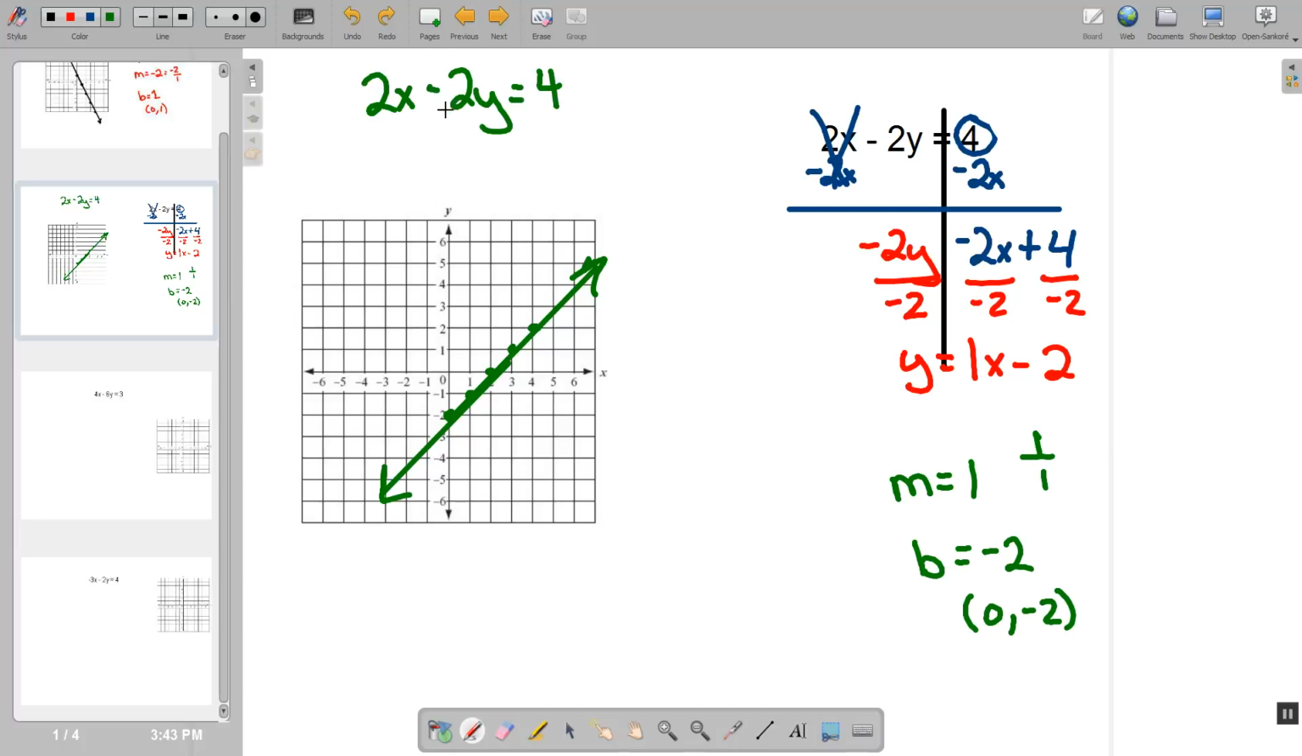Now, if you were given the equation 2x minus 2y equals 4, and you had to make a table or a line, that would take quite a bit of time. But if you can master this process, you can go directly to the line much quicker. But this is a hard process to master, so we're going to take our time.